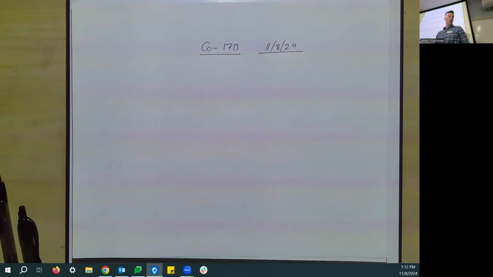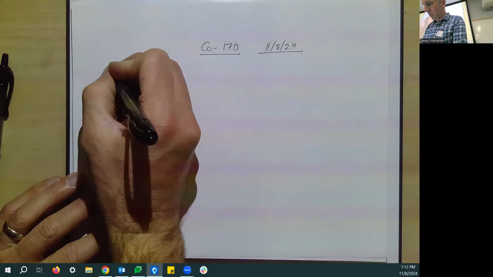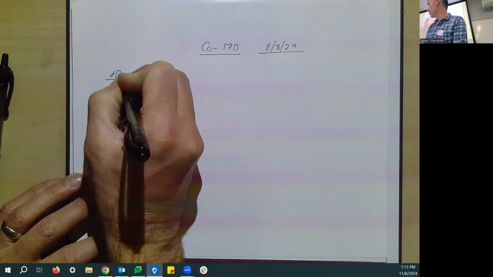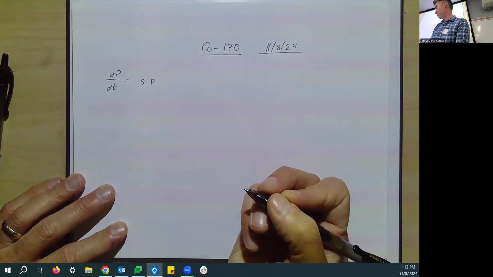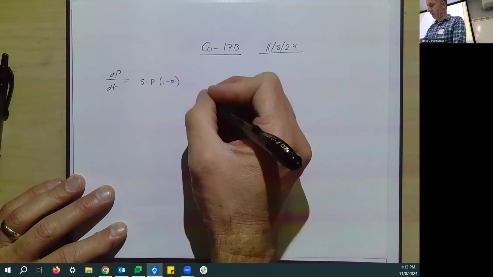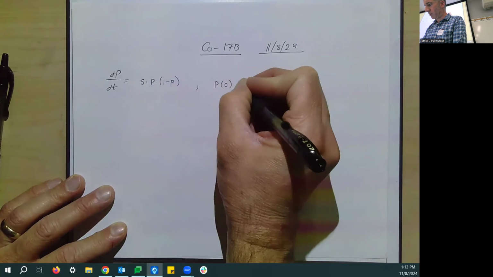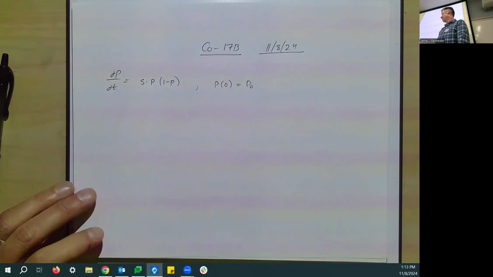All right, let's go ahead and start with that problem that says the following. We have a differential equation, dp/dt is equal to s times p times 1 minus p. Is that an s or a 5? Okay. And we're given that p of 0 equals p naught, which is always the most annoying choice. s is a constant. Find the solution.